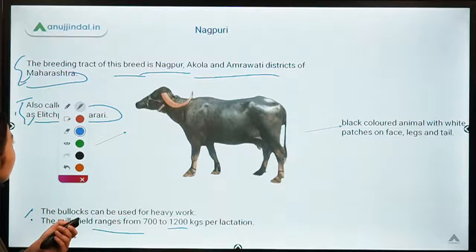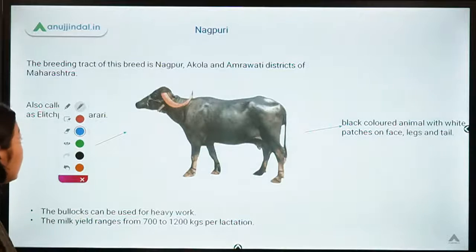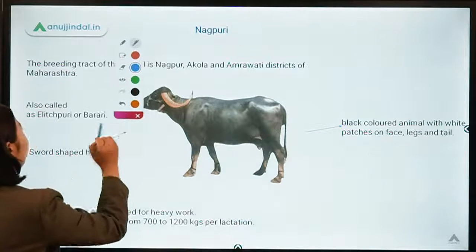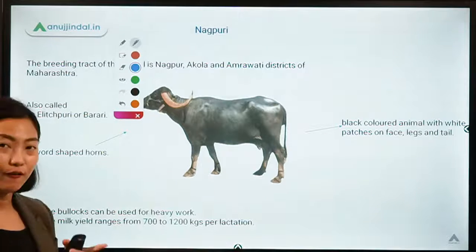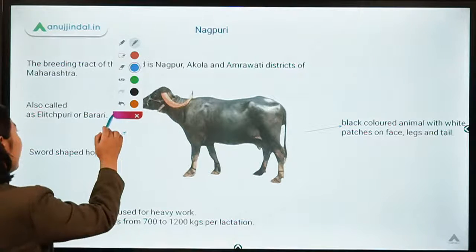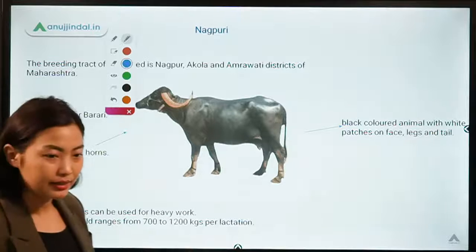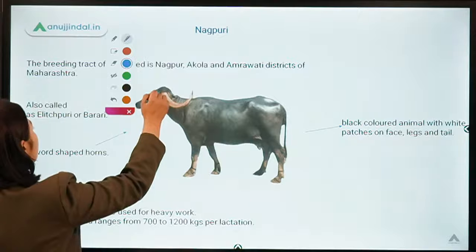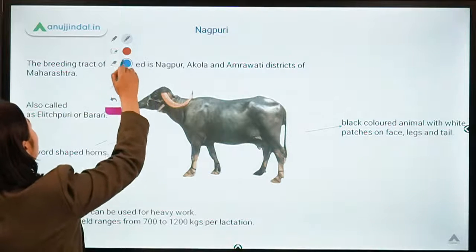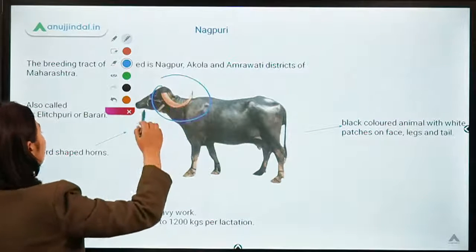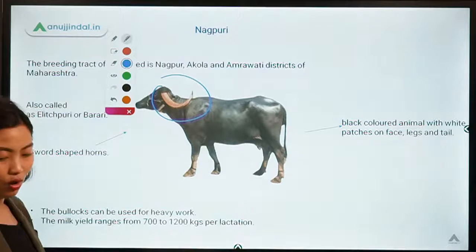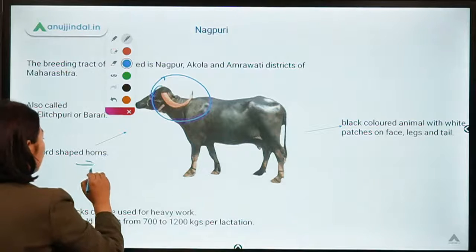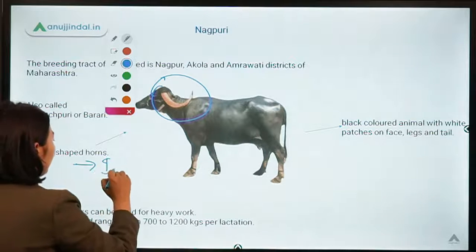Now, coming to another slide, another very important characteristic of this is actually the horn. If you can see the horn of this, it is visible, right? It is a sword shape. It is completely long, a sword-shaped horn. So this would be a very important characteristic.